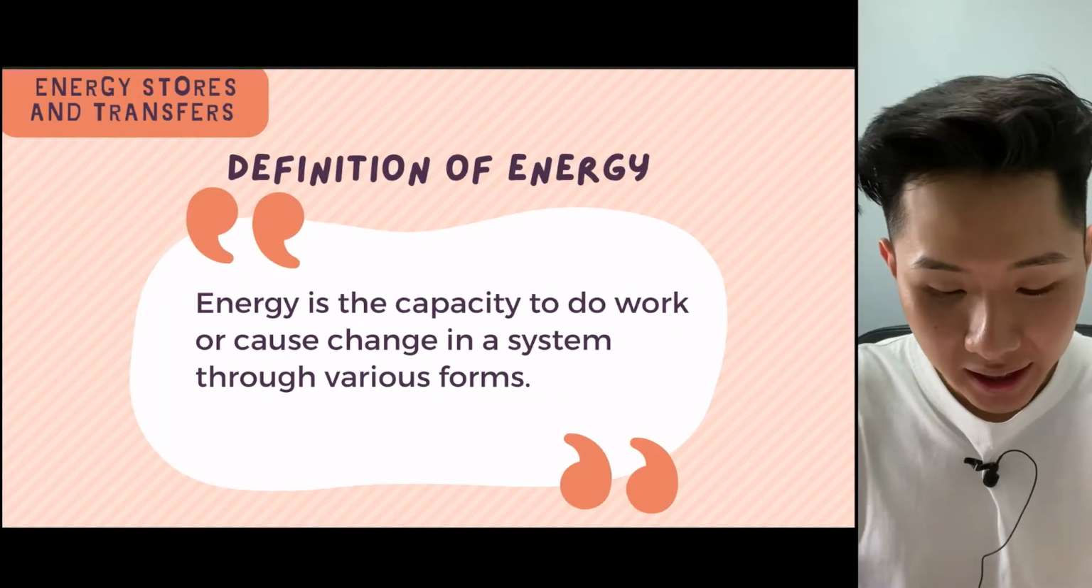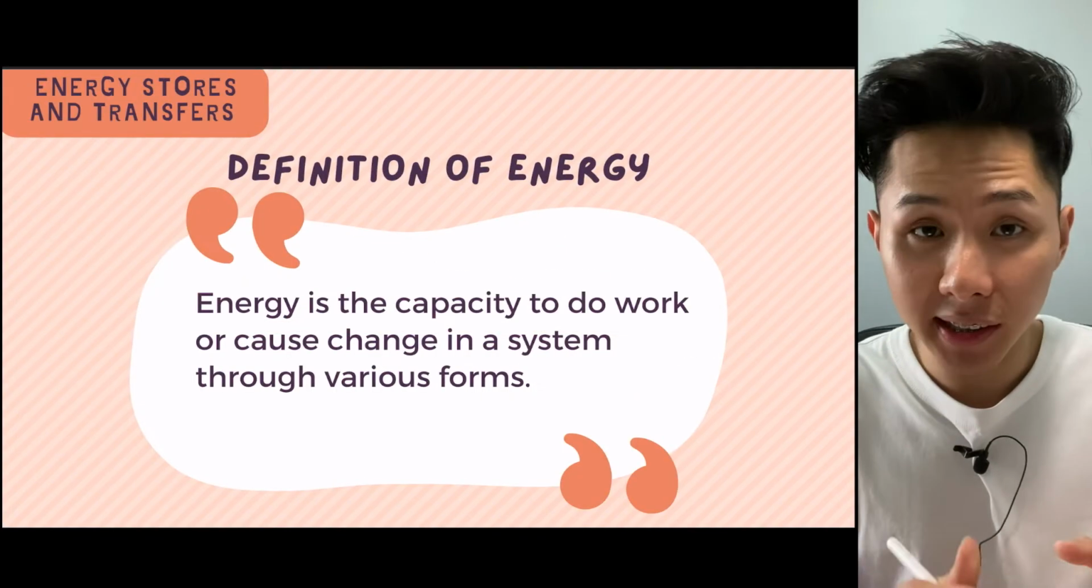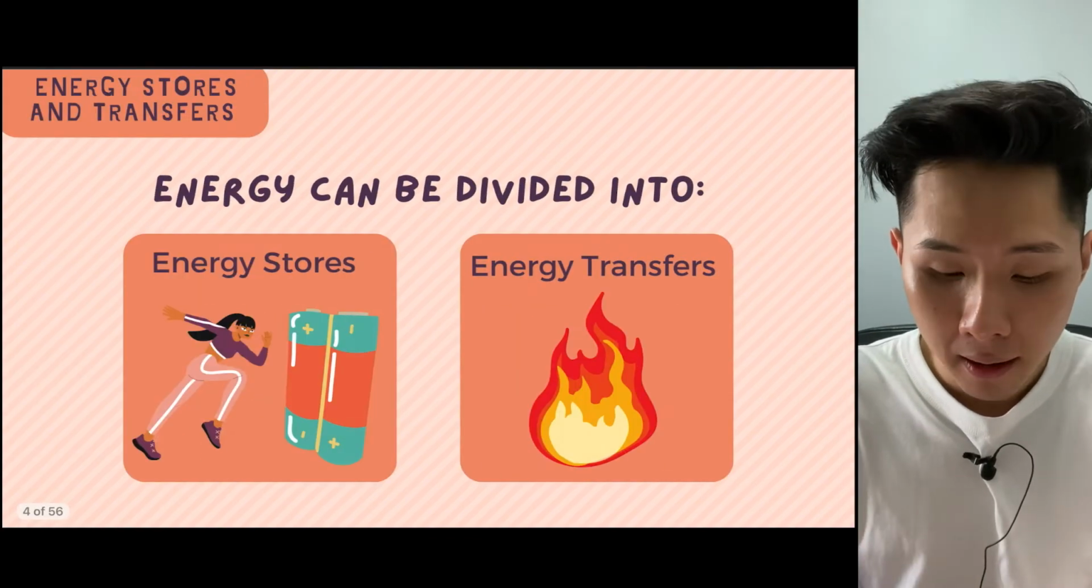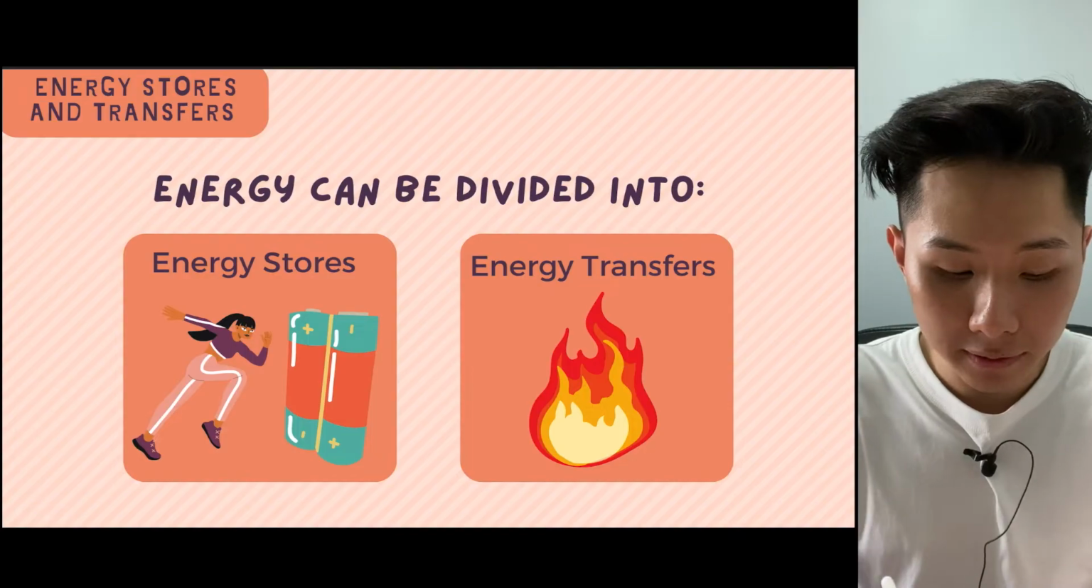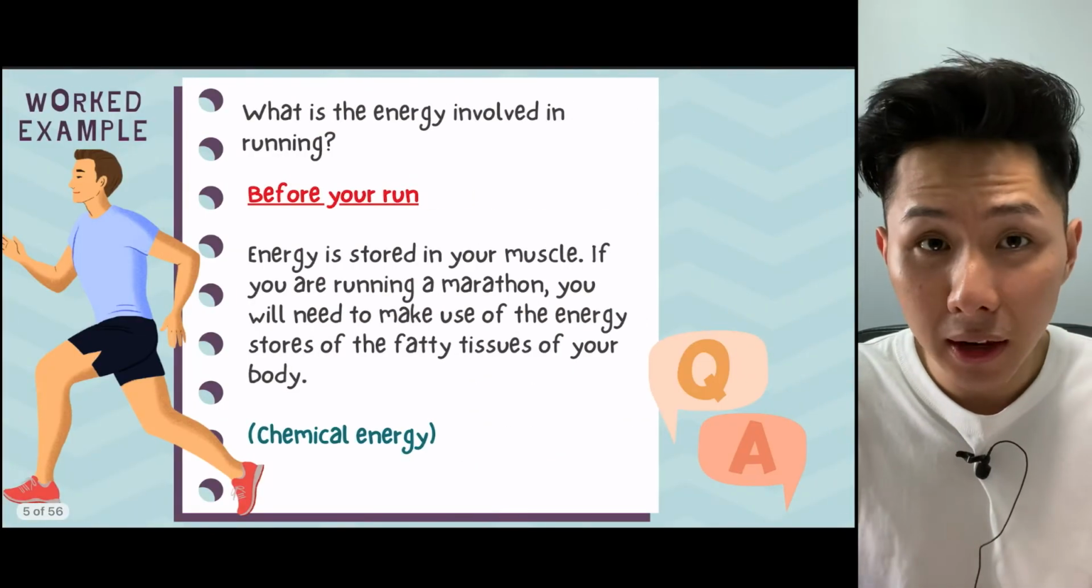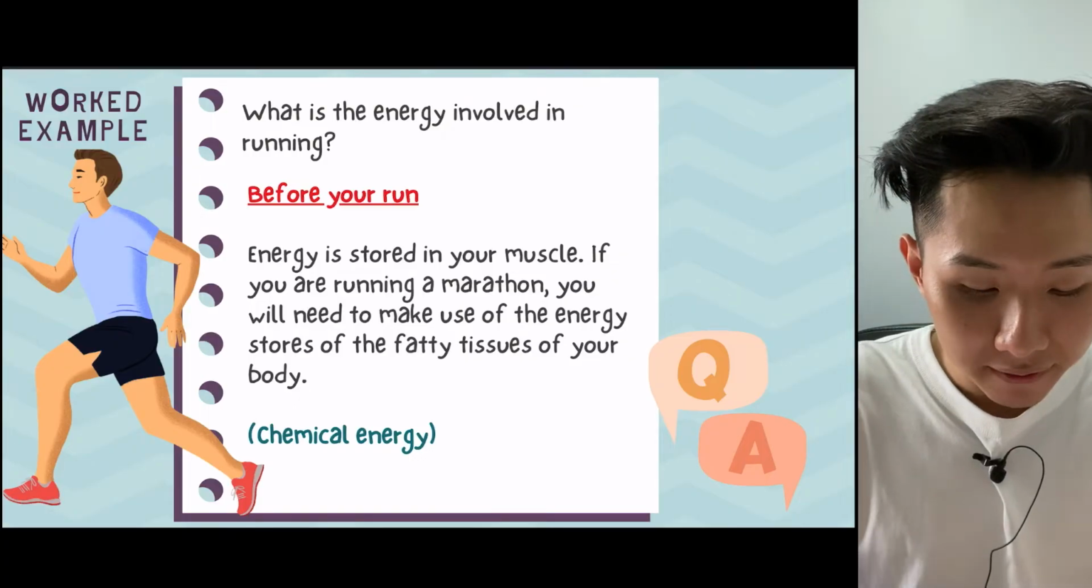Energy, in a written definition, is the capacity to do work or cause change in a system through various forms. So we have two different types of energy: energy stores and energy transfers. To give you an example of how it works in real life, here it is.